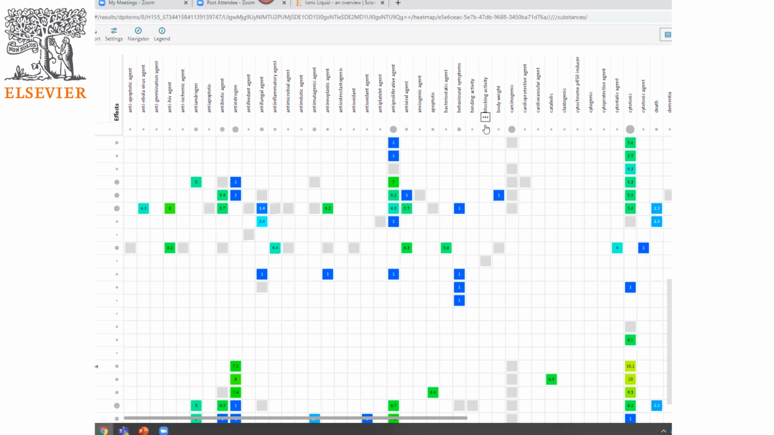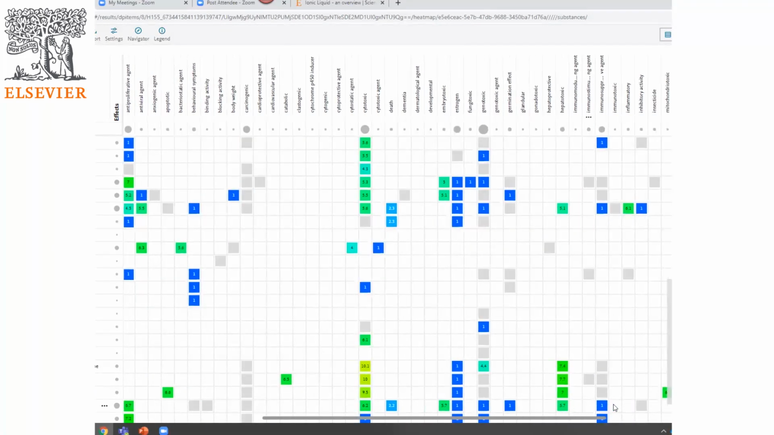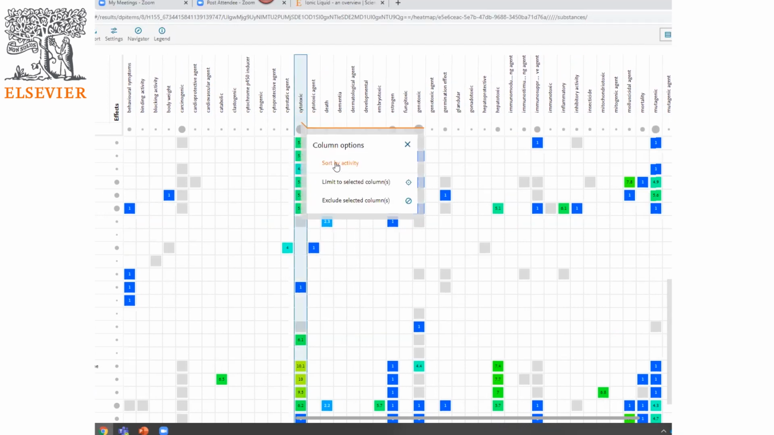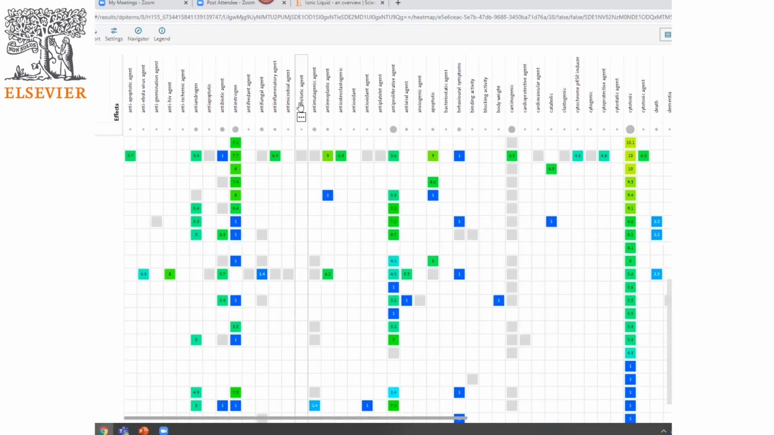As you see, there is quite different bioactivity. For example, carcinogenic, cytotoxic, even death. You can find genotoxic activity, hepatotoxic activity, mutagenic activity, and all of this information is even sortable. So if you would like to find the most dangerous from the viewpoint of cytotoxicity, you can sort it by the activity.